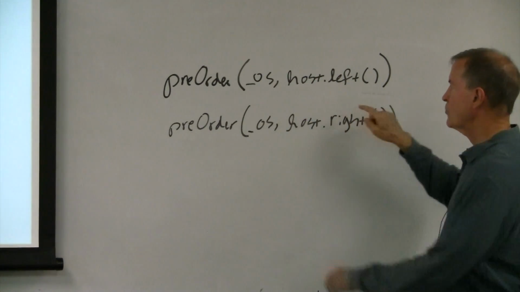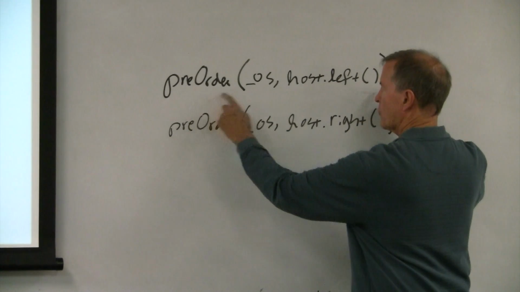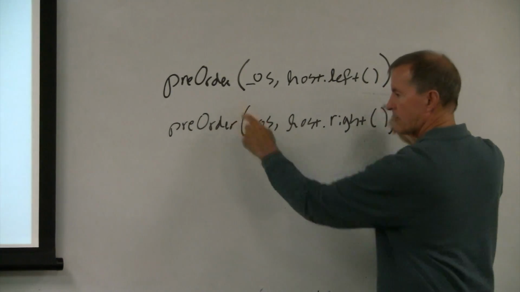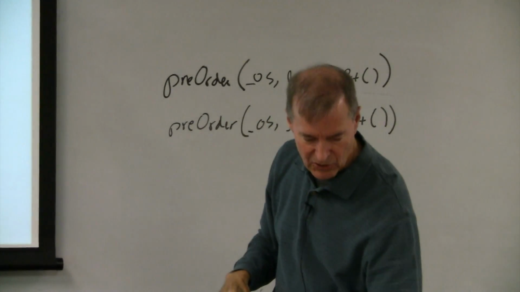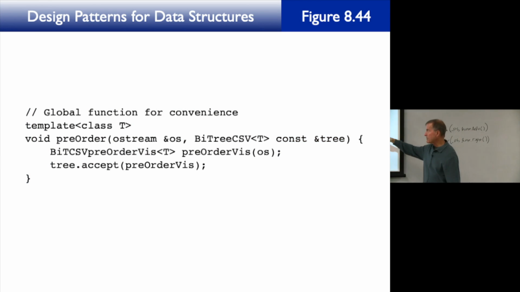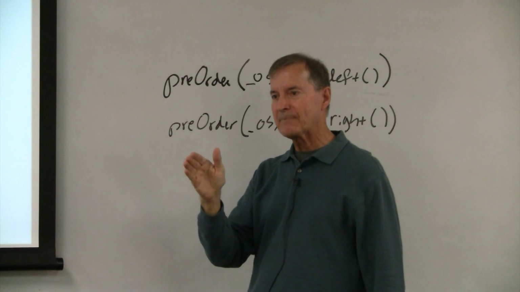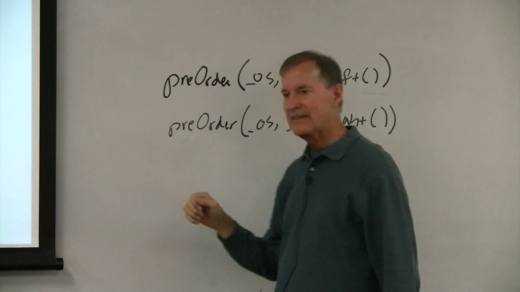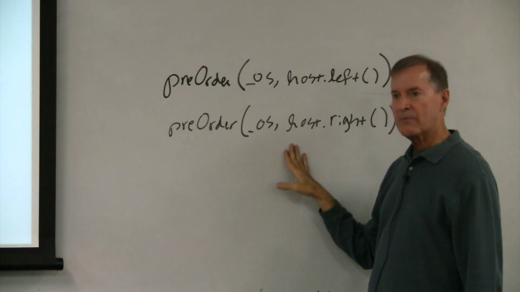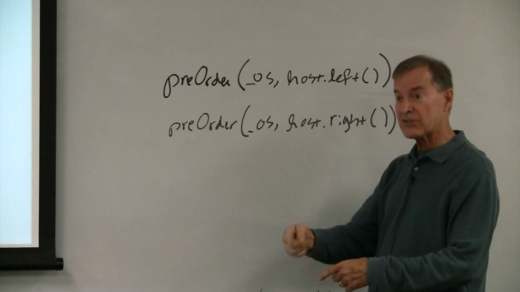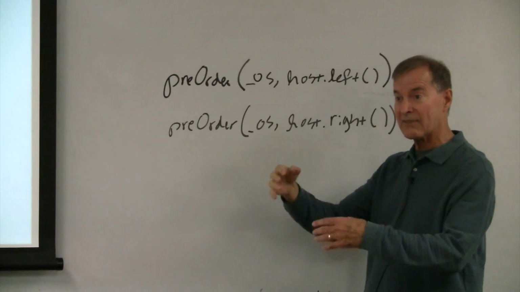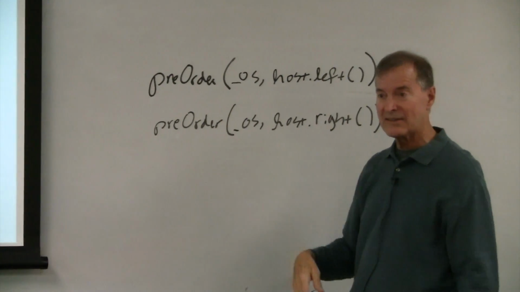Because every time you do pre-order underscore OS host.left, it's going to here, and it's setting up its own local visitor. And in the previous case, it uses the one that we already have. Okay. Now that was a really good question. In fact, this one allocates more memory. It does. A whole bunch of visitors all on the runtime stack.